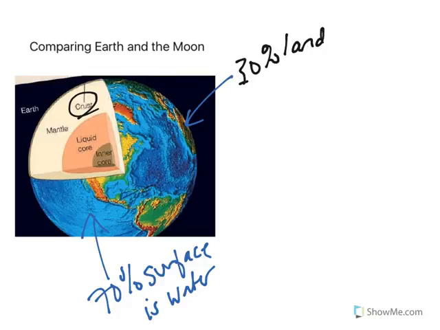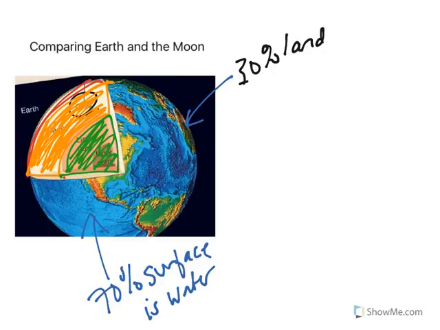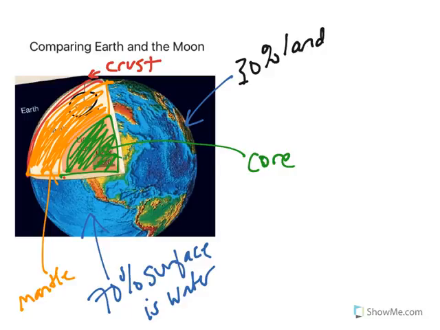Earth's interior is broken into 3 big layers. You've got the crust, which is the outermost layer. You've got the mantle, the next layer in. And then you've got your core. When you compare and contrast, the crust is really thin. The crust is a very thin layer over the thicker mantle and the even larger core.